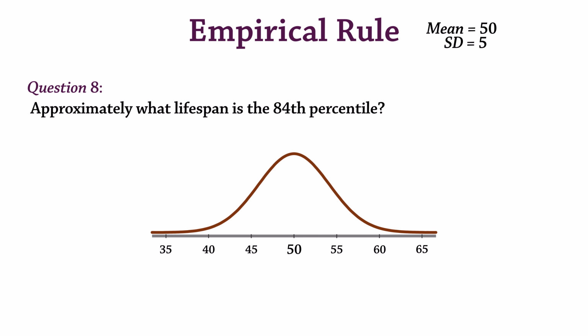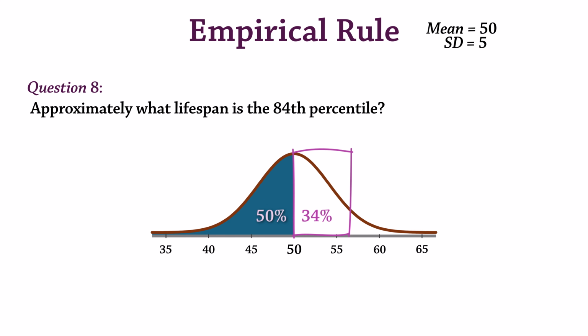Next, question 8 asks, approximately what lifespan represents the 84th percentile? Remember, a percentile is just the percentage of data that falls at or below a certain value. We can start with the bottom half of the curve, which is 50%. To get 84%, we need another 34%.